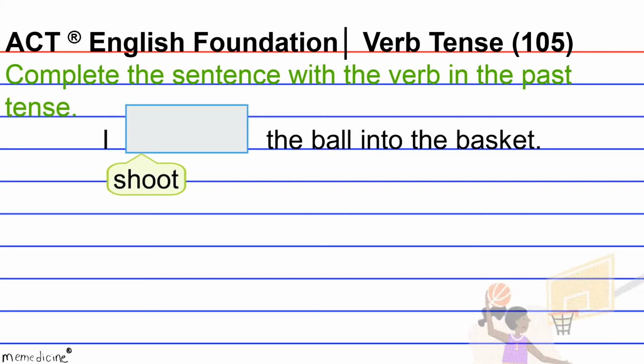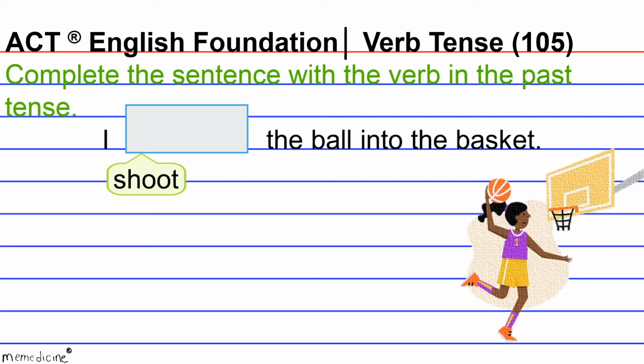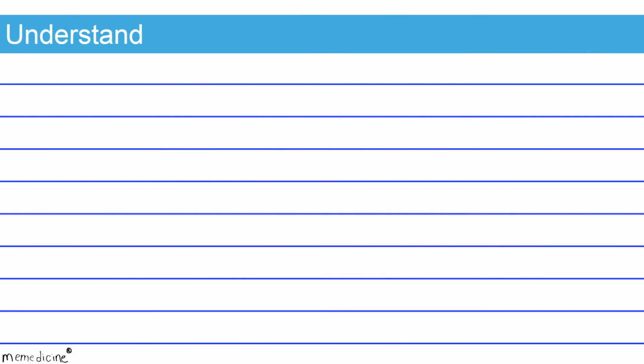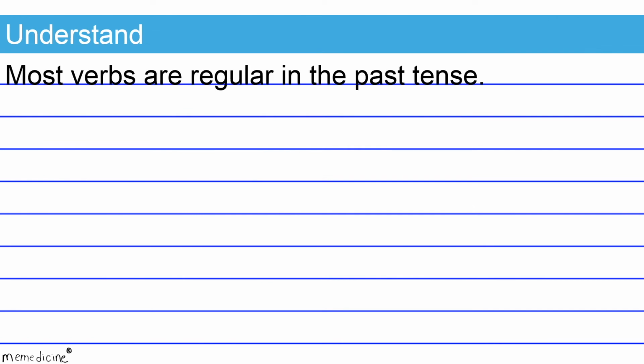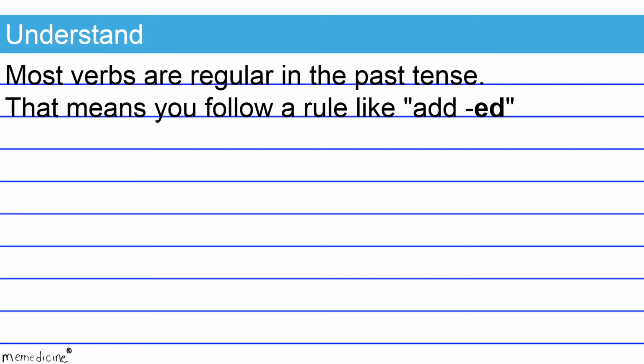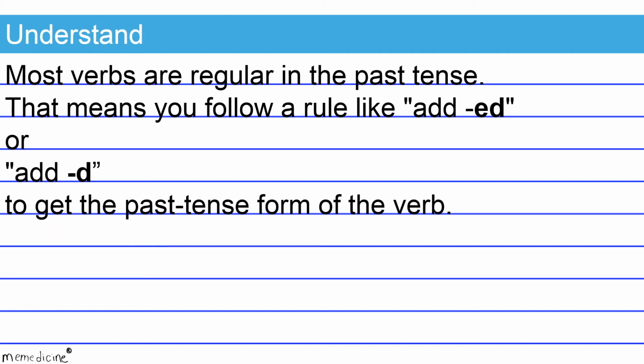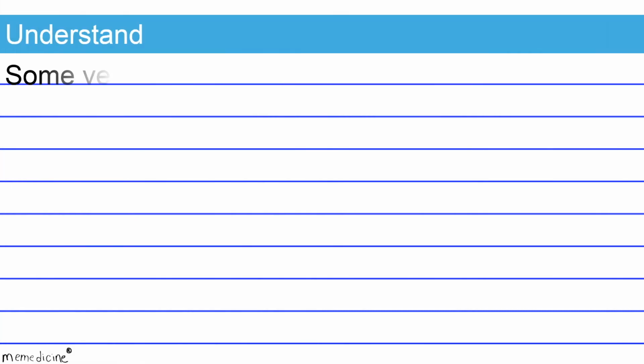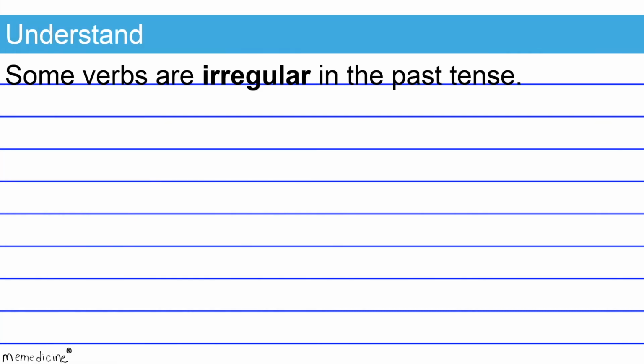I blank the ball into the basket. The task here is to shift the tense of shoot to its simple past tense verb form. Here's what I need you to understand. Most verbs are regular in the past tense. That means you follow a rule like add ed or add d to get the past tense form of the verb. Some verbs are irregular in the past tense.